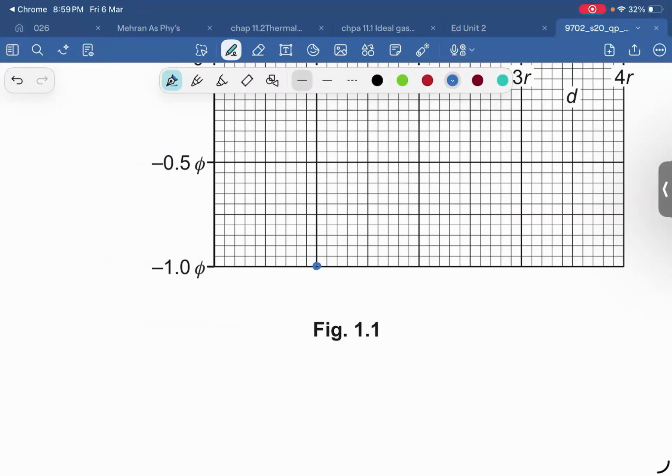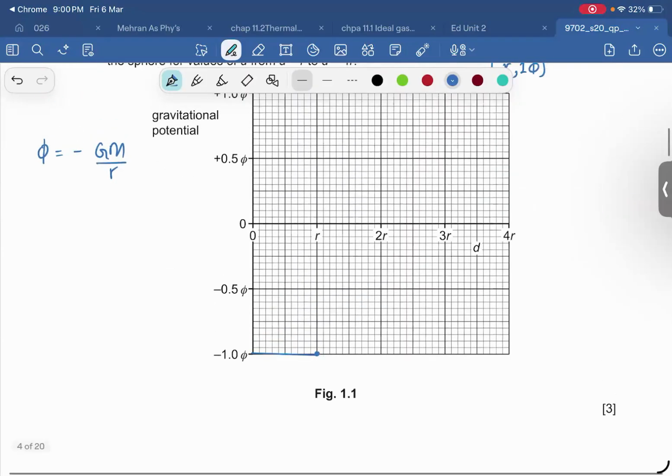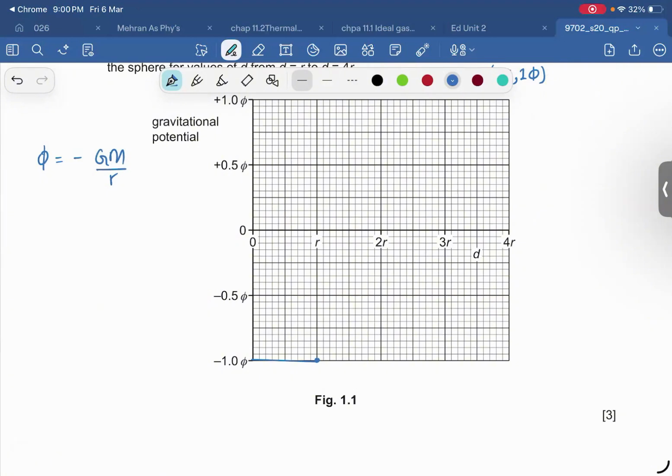You know that the gravitational potential remains constant inside the sphere, so it looks like this. Now, what will be the second point? 2r at minus 0.5. You just apply the product constant: phi 1 r1 is equal to phi 2 r2. We know one point, that is phi at r, and we are working at 2r. To find phi 2 you just divide by 2. Very good, so that's the second point.